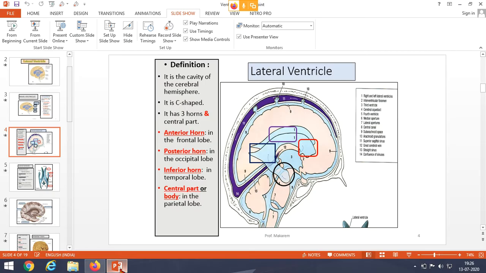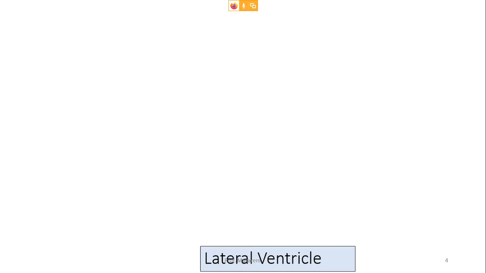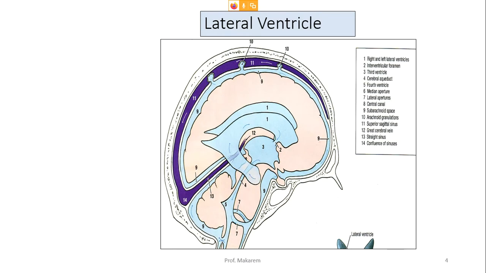Now coming to the parts of the lateral ventricle. The lateral ventricle is lined with ependyma and filled with cerebrospinal fluid. It has a capacity of 7 to 10 ml of cerebrospinal fluid. The two ventricles are separated from each other by a septum extending between the corpus callosum and the fornix, called the septum pellucidum.